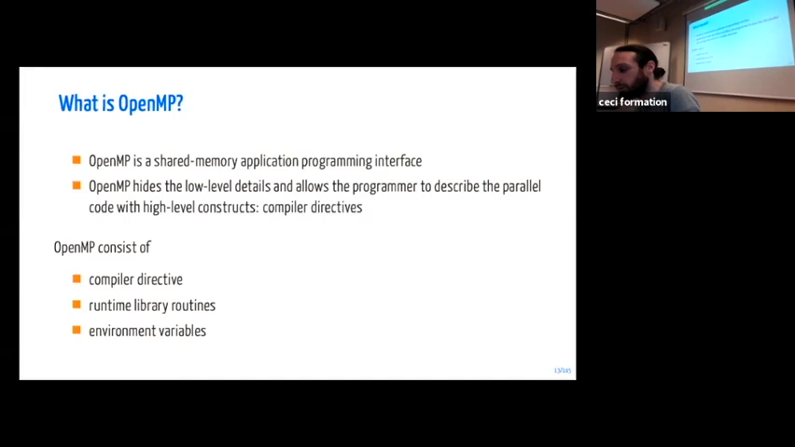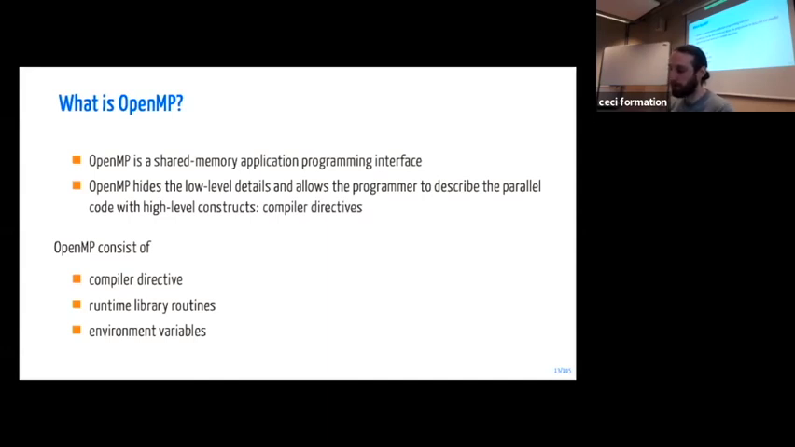And you just have to describe where the parallelism is with very high-level constructs. And these constructs are compiler directives. So you give instructions to the compiler, and the compiler will transform your code in order to run it in parallel using threads, okay? So OpenMP consists of these compiler directives, but also some runtime library routines to get information about the environment and some of the parameters.